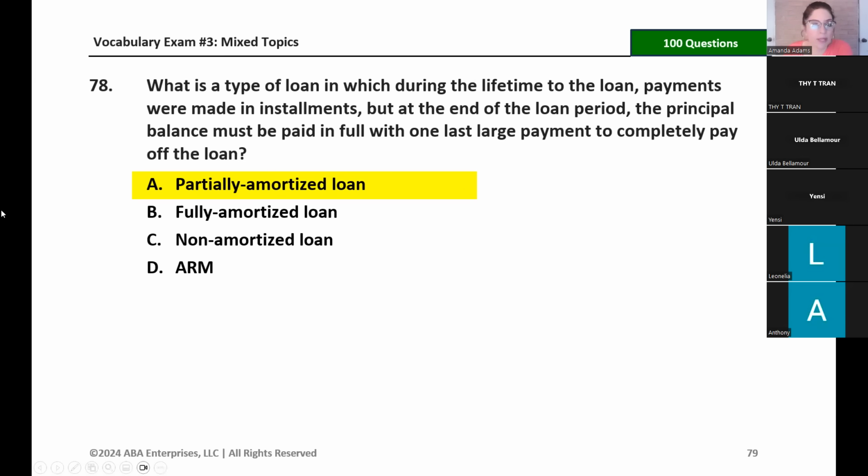And guys, really the biggest difference, and I really should rewrite this question to put the difference in here: with partially amortized, the payments are going to be P&I, principal and interest, whereas with non-amortized, it's going to be interest only. I really should rewrite that question to be a little more specific there.